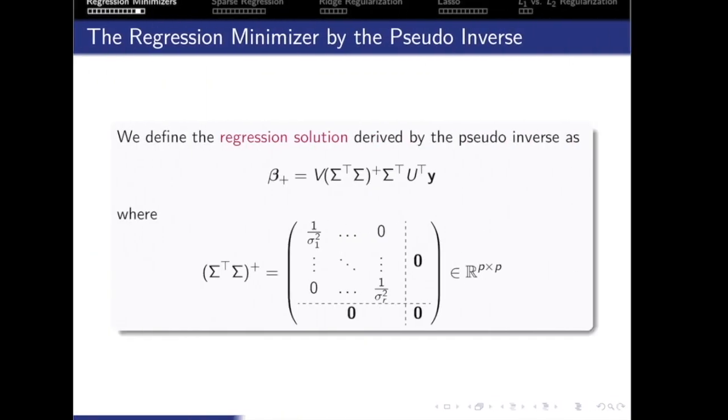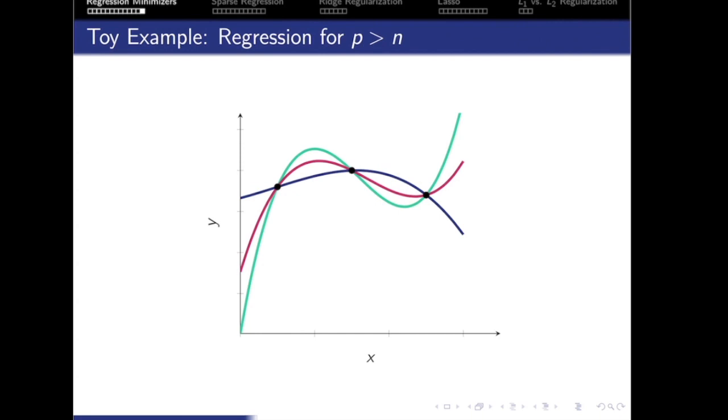A bit of a special case arises now if we define our matrix A equal to the pseudo-inverse of sigma transpose times sigma. So instead of having some random elements here, we now have everything equal to 0, and we call this solution beta plus, which is the regression solution derived by the pseudo-inverse. If we look at our example, we see here in blue our solution given by the pseudo-inverse, so this is beta plus. And these are some other samples we got, so this is beta 1 and this is beta 2.